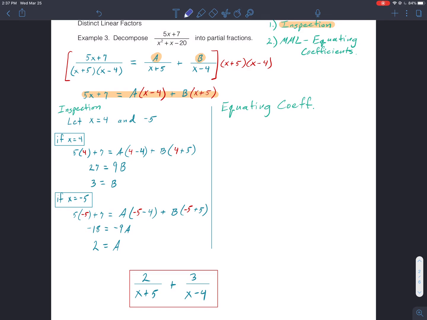But you're not just choosing values to let x be. What you're going to do is you're literally going to simplify the equation that you're given here, the one that I've highlighted in orange. Left side, leave it alone. Left side is just 5x plus 7. The right side is technically ax minus 4a plus bx plus 5b. So I'm multiplying by the a and the b. I'm simplifying the right side. All right, now I'm going to group together the terms with x and the terms without x. So there's an ax plus bx, and then there's a minus 4a and 5b.